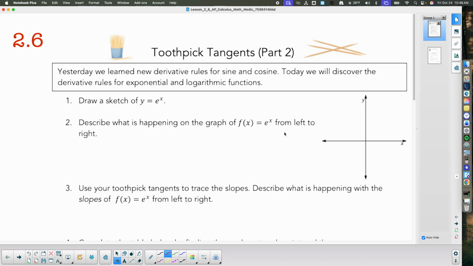So this one wants us to do toothpicks again to find slopes and all that. But we're not a private school that has tons of time to do everything. So that's kind of what this was made for.